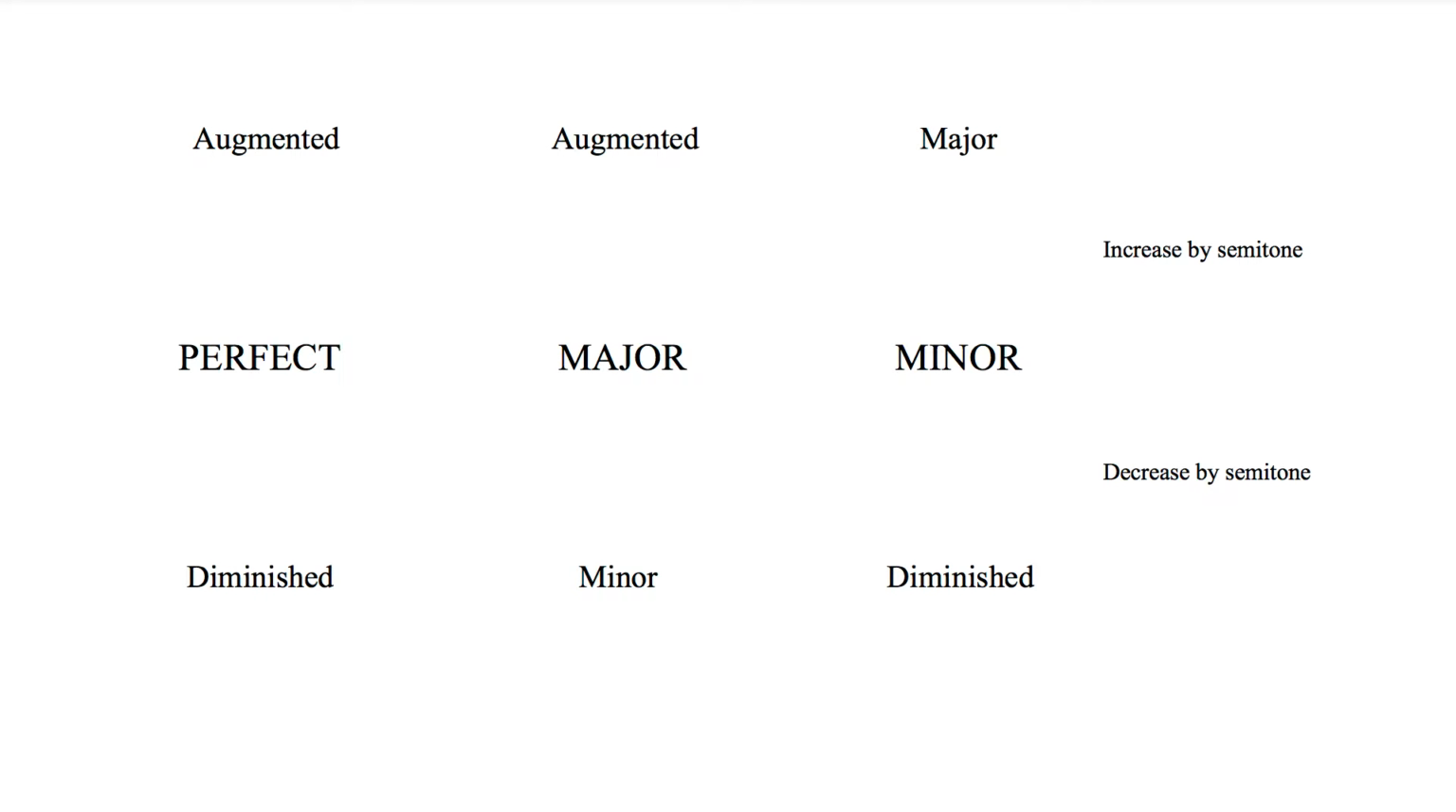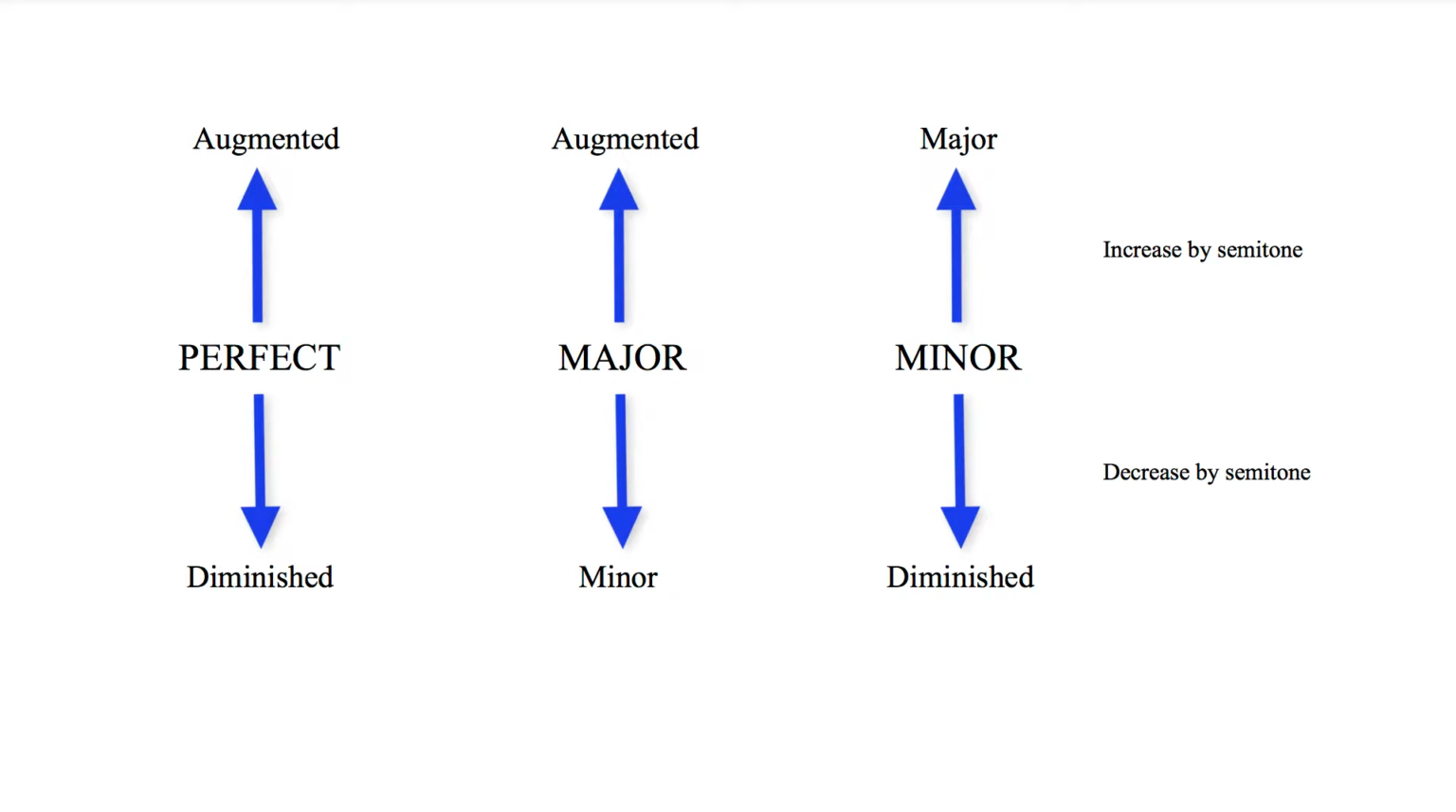The following chart is an excellent means of depicting visually how a semitone change in an interval's size will change its label. As you can see, a semitone increase of a major interval creates an augmented interval, while a decrease creates a minor interval. A semitone increase of a minor interval creates a major interval, while a decrease creates a diminished interval. And a semitone increase of a perfect interval creates an augmented interval, while a decrease creates a diminished interval.